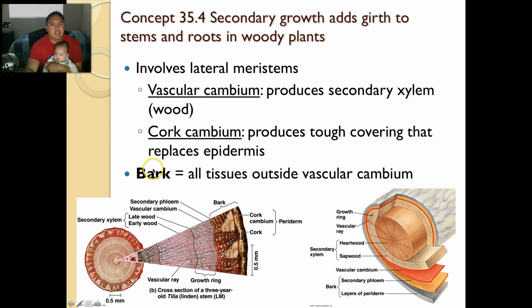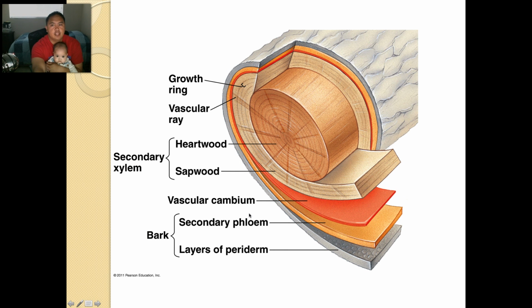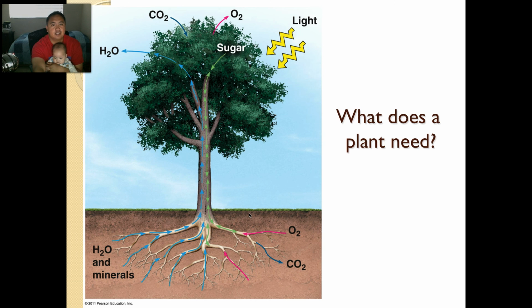And then outside of that is bark. So here you go. Here's bark. Here's something that you're familiar with. Here's the cork cambium that we had talked about, and this part's the vascular cambium. So the bark is the one that has all the tissues outside of the vascular cambium. That's the part that you see on a tree. And here's another zoomed in version of what that is.